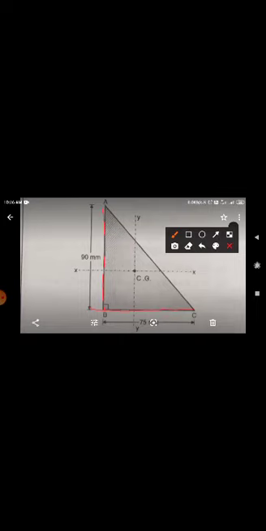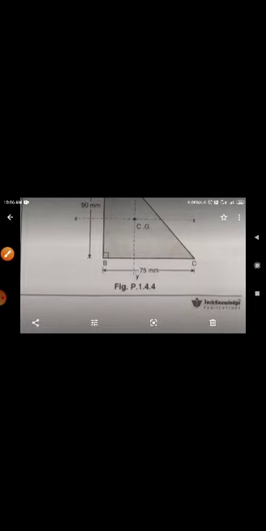Okay, both these things are to be calculated about AB and the axis passing through apex A. Okay, now let's start with that. Further, let's see what we have now.